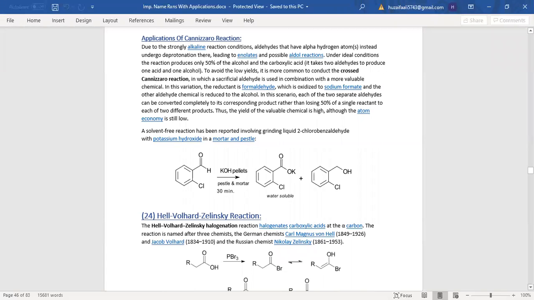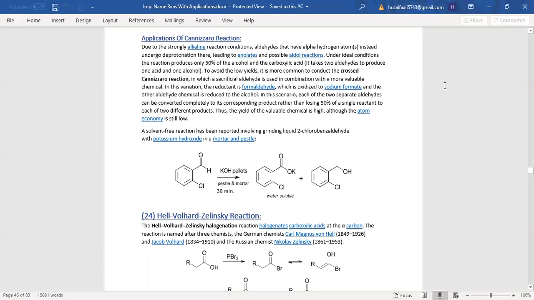Applications. Due to the strong alkaline reaction conditions, aldehydes that have alpha hydrogen atoms instead undergo deprotonation there, leading to enolates and possible aldol reactions. Under ideal conditions, the reaction produces only 50% of the alcohol and the carboxylic acid.